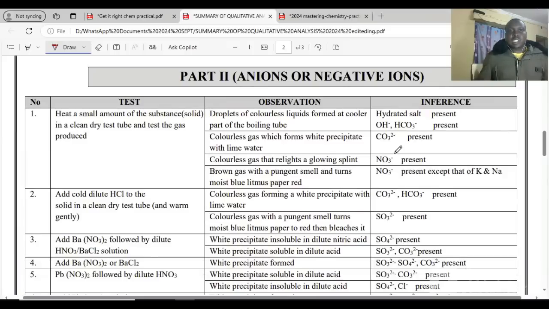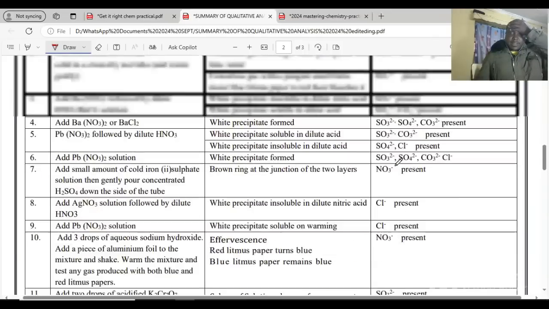So testing of cations and anions, that one is called inorganic analysis. Maybe you will do it later, this one.